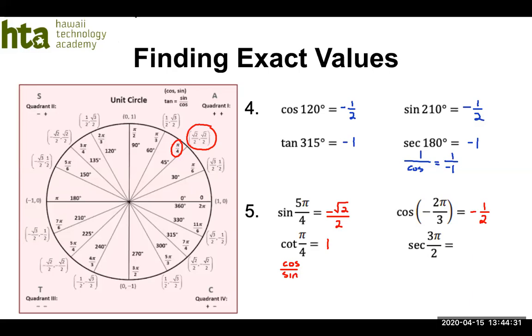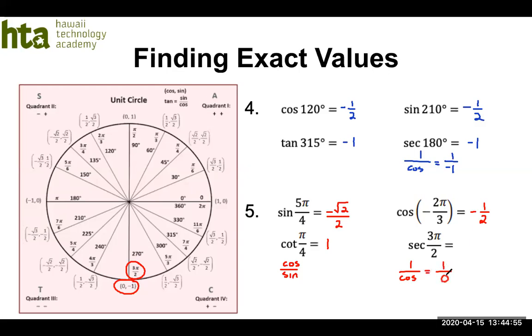All right, and the last one here, secant of 3 pi over 2. So let's find 3 pi over 2, which is on the y-axis, and those are x and y coordinates that we're using. Secant is the same thing as 1 over cosine. So what is the cosine of 3 pi over 2? That's the same thing as 0, because the x coordinate is 0.